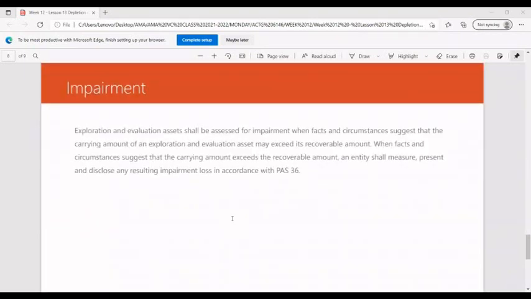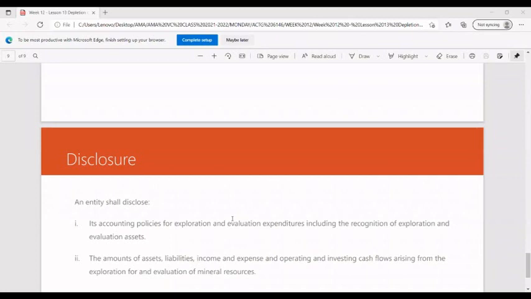So for impairment, exploration and evaluation assets shall be assessed for impairment when facts and circumstances suggest that the carrying amount of an exploration and evaluation asset may exceed its recoverable amount. When facts and circumstances suggest that the carrying amount exceeds the recoverable amount, an entity shall measure, present, and disclose any resulting impairment loss in accordance with PAS 36.